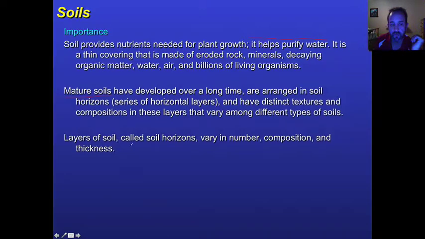We're going to go over the soil layers. These are called horizons, and they vary in number, composition, and thickness. If you were to look at it, it would be a column. It would start with O, and then it would go A, and then it would go B, and then it would go C. But we're going to get into soils later on and discuss that.